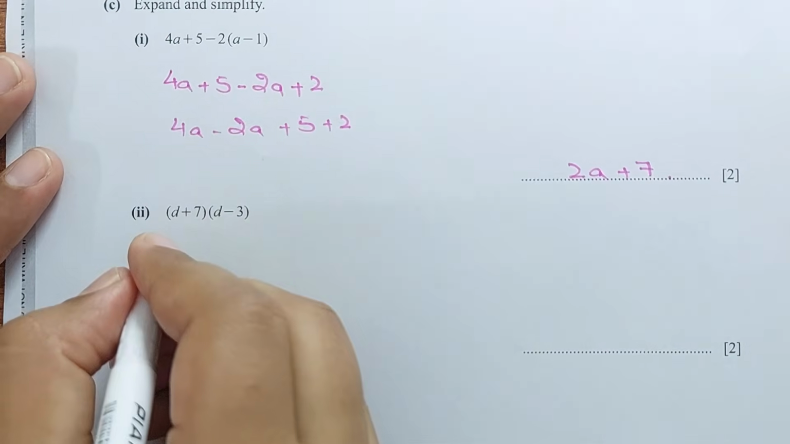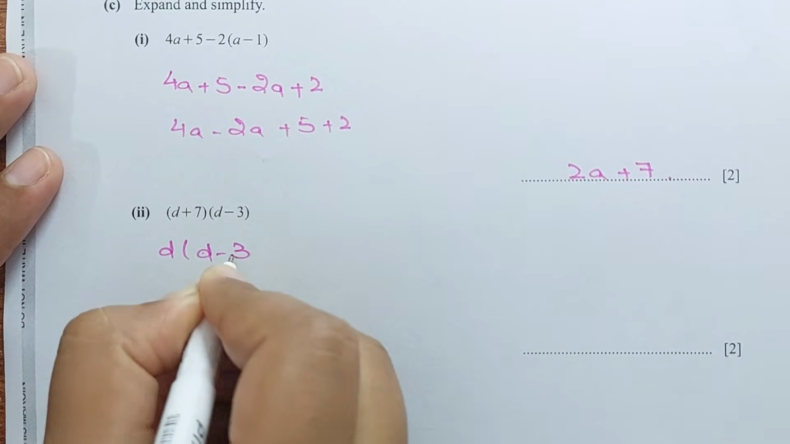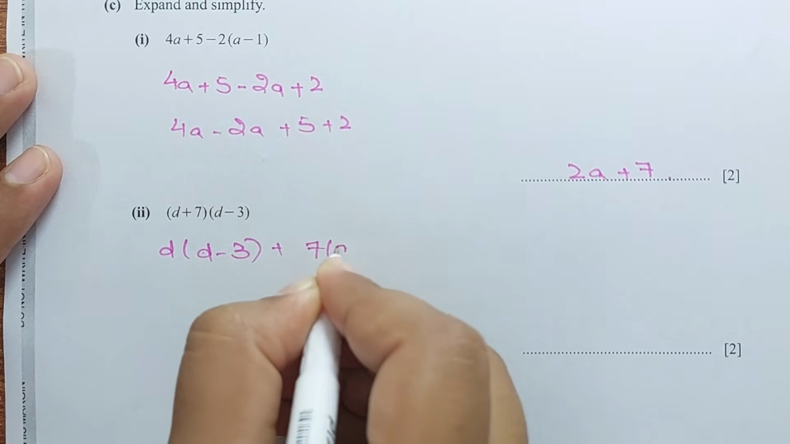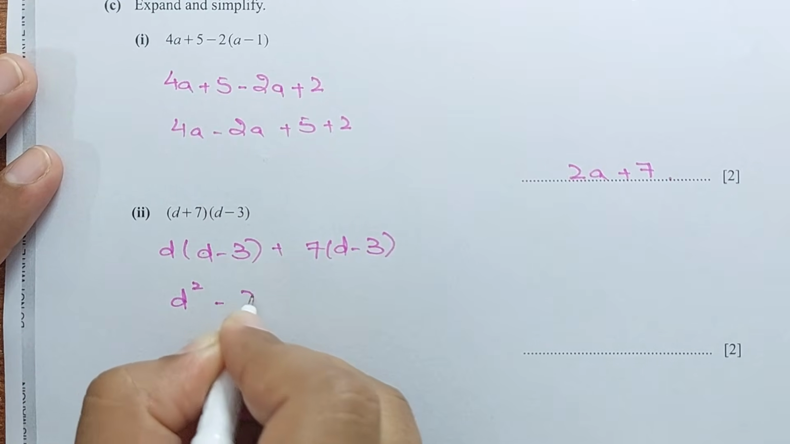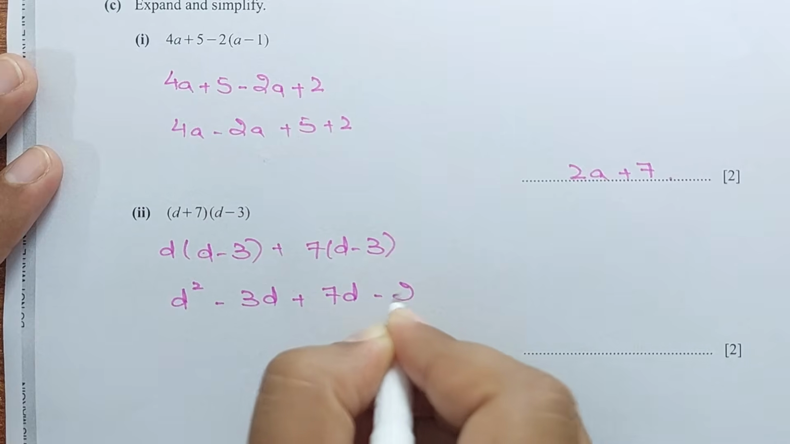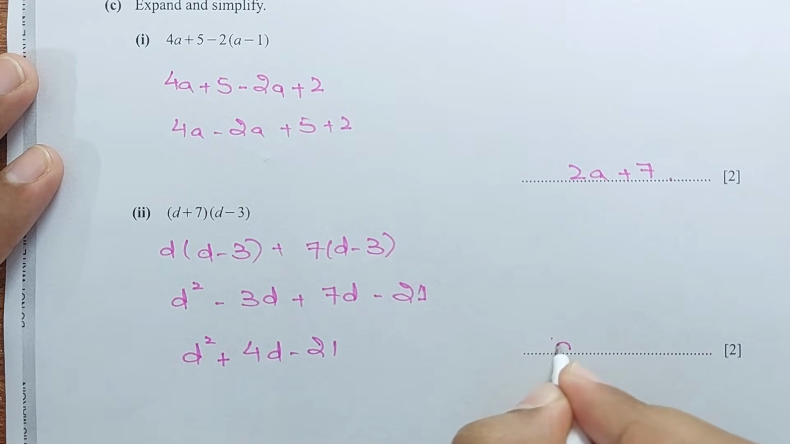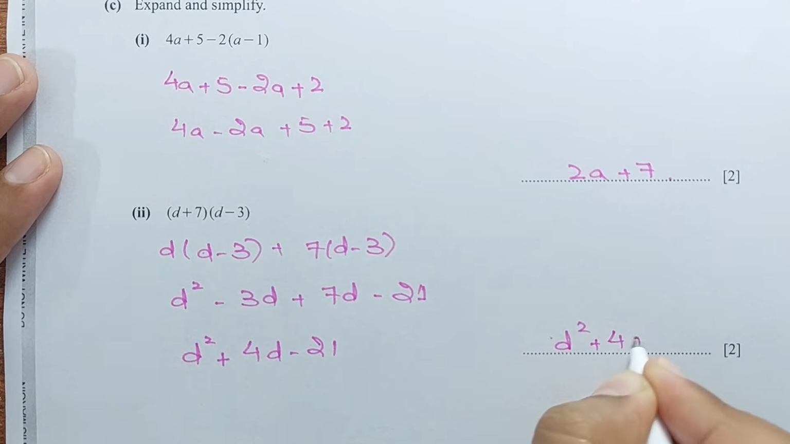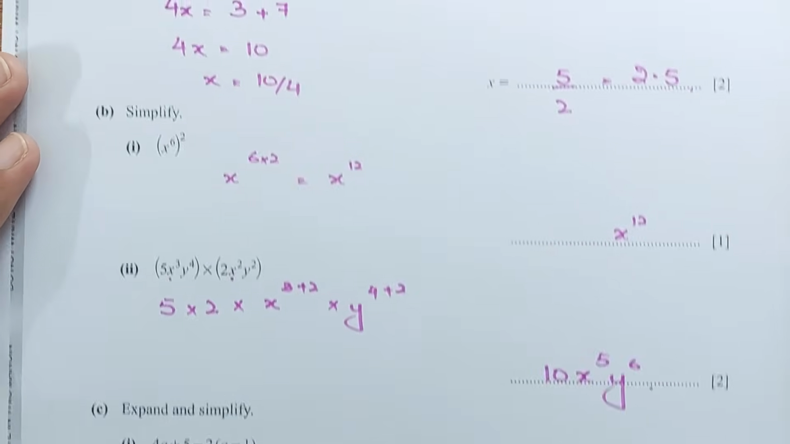Number 2: we have to distribute d with d minus 3 and plus 7 with the d minus 3. So d times d, d times 3, 7 times d, and 7 times 3. This is d squared. From 7 take away 3 is positive 4d, and negative 21. So d squared plus 4d minus 21. All right, so that was the last question of our paper.